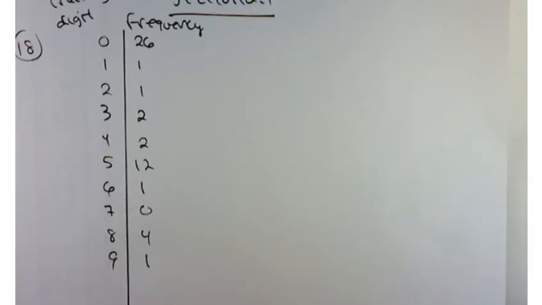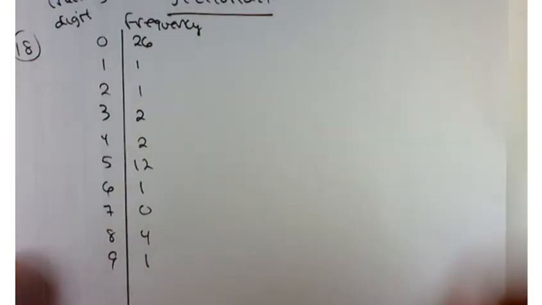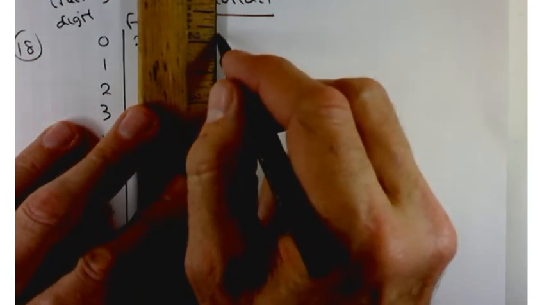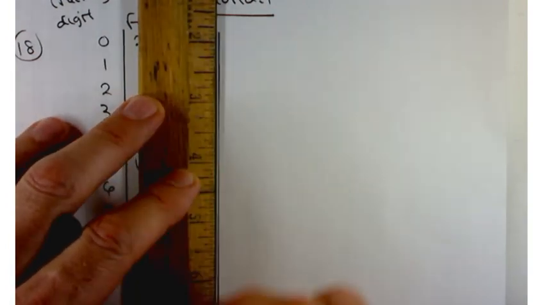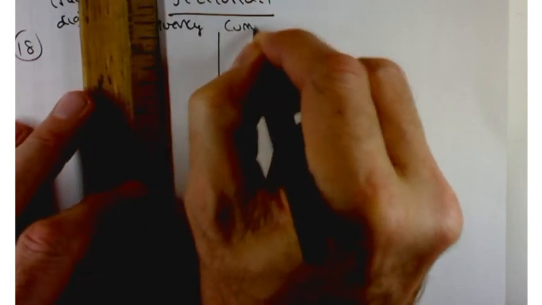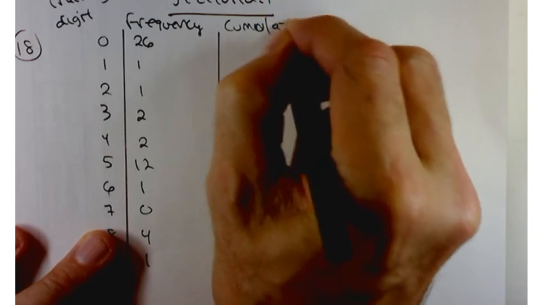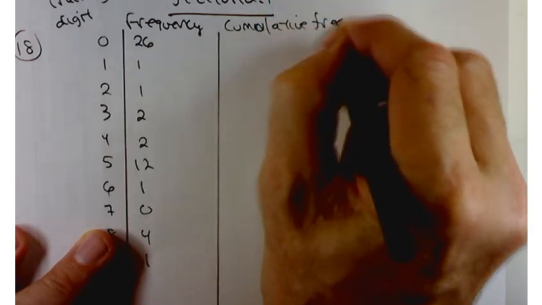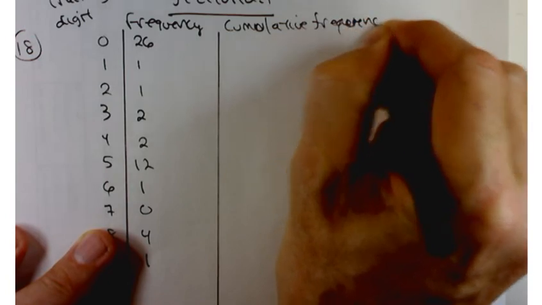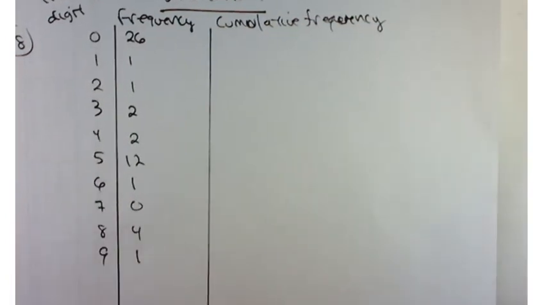One thing you could do is look at frequencies. We have the frequency of our last digit, but instead of looking at the frequency, we could also look at something called the cumulative frequency. Let's figure out what that is. What the cumulative frequency is going to do is accumulate a total. It's going to be a running total as you move along.